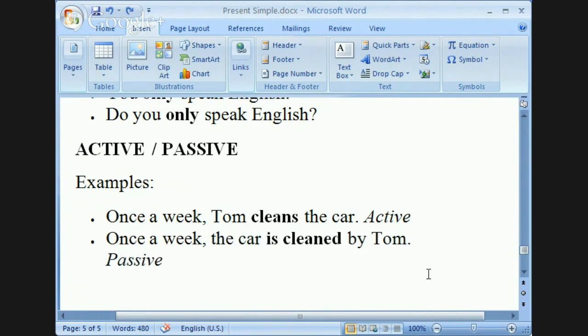Anyway, there you go. Enough about that. Let's practice a little bit. Tran, can you give me a passive present simple sentence?